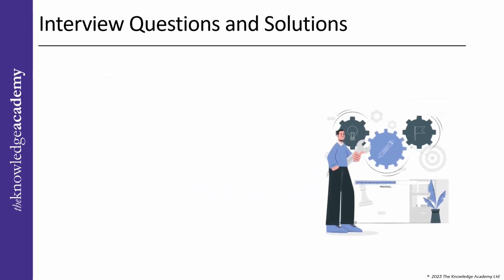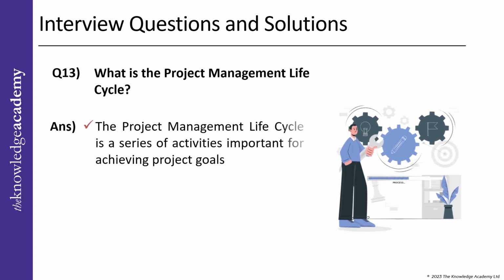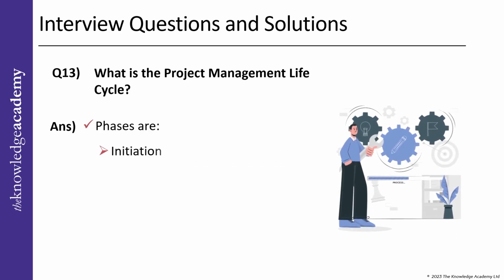Next question. What is project management lifecycle? Answer. The project management lifecycle is a series of activities important for achieving project goals. It helps break tasks into logical steps. It has 4 phases. A. Initiation. The first stage in the life cycle, this is where the scope of the project is defined. B. Planning. It is in this stage that the time, cost, and the resources are planned out. Estimations are also drawn out for the amount of work needed and the risk management.